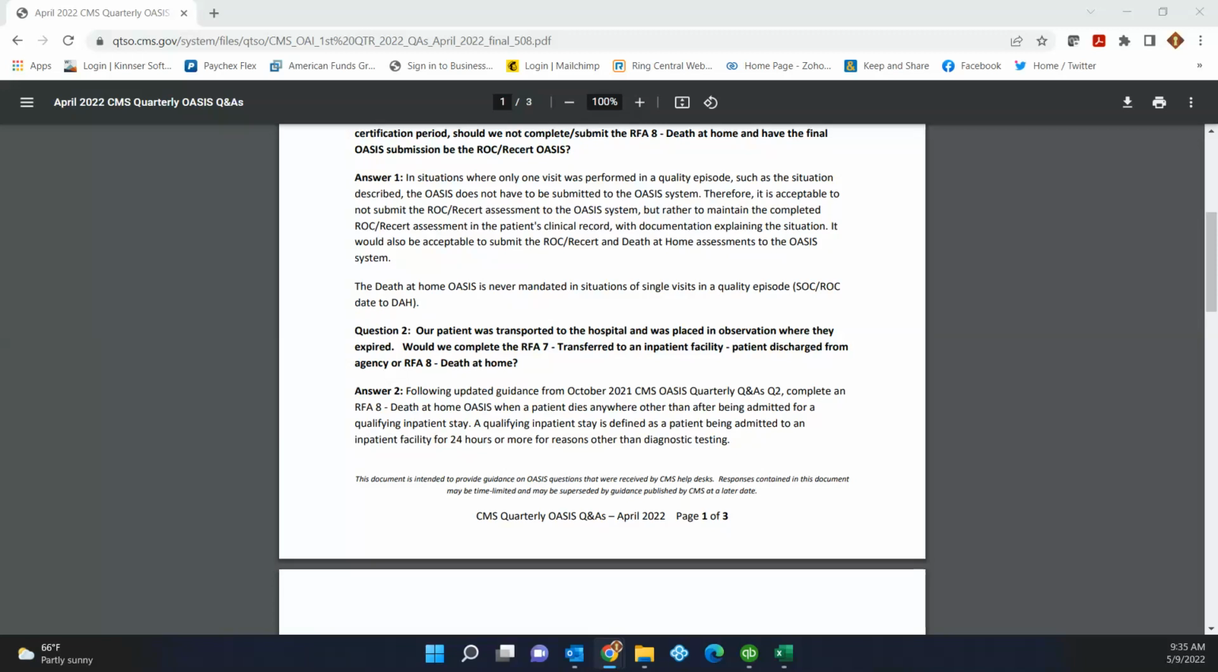So yes, the clarification we got in late 2021 was, if a patient was admitted to the hospital, so not observation status, but admitted to the hospital, and passed away less than 24 hours later, what are we supposed to do? That is also now a death at home. And I think that's been one, Sherry, that hasn't really gotten dispersed far and wide.